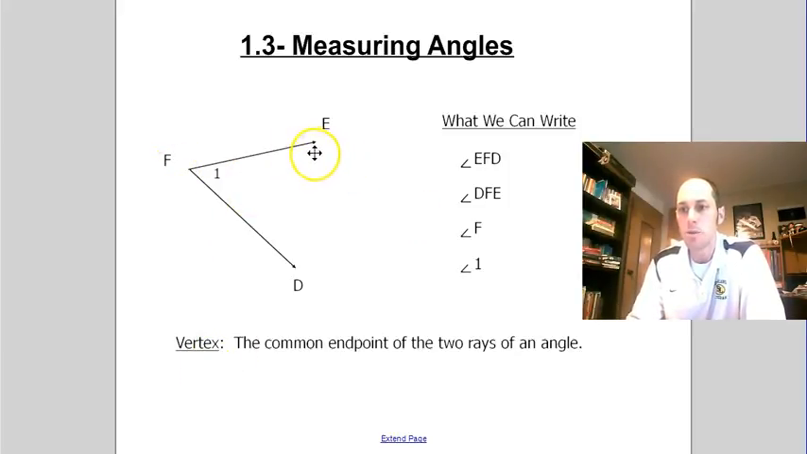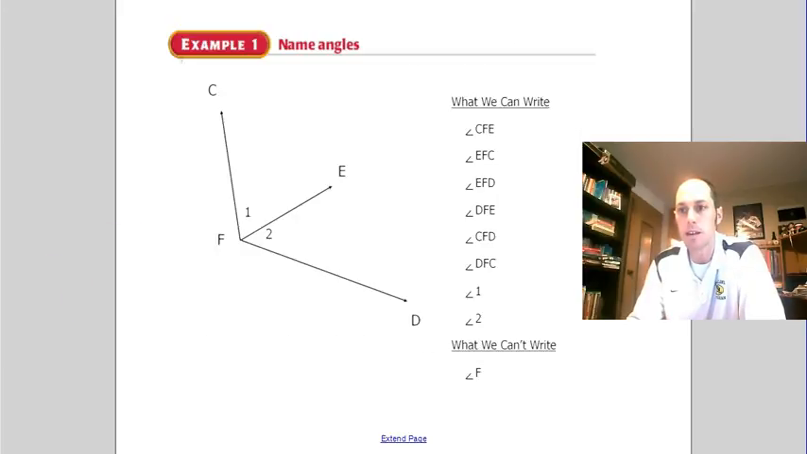When we name them, we name the 3 points that make up those rays, in order, as if we were to draw the angle. So angle EFD, with the little angle symbol in front of it, or angle DFE. We can go either direction. Or if it's the only angle there, we can name it by its vertex, angle F. Or sometimes there'll be a number in the angle by the vertex, and we can call it angle 1. So those are different ways that we name an angle.